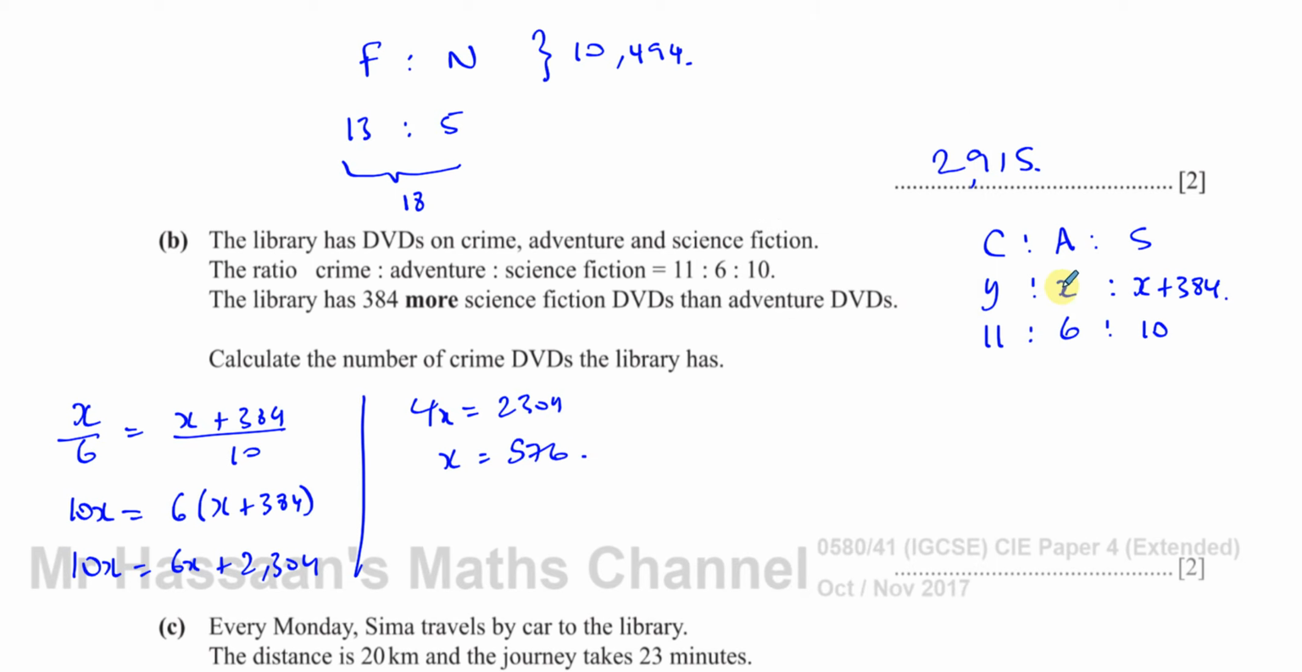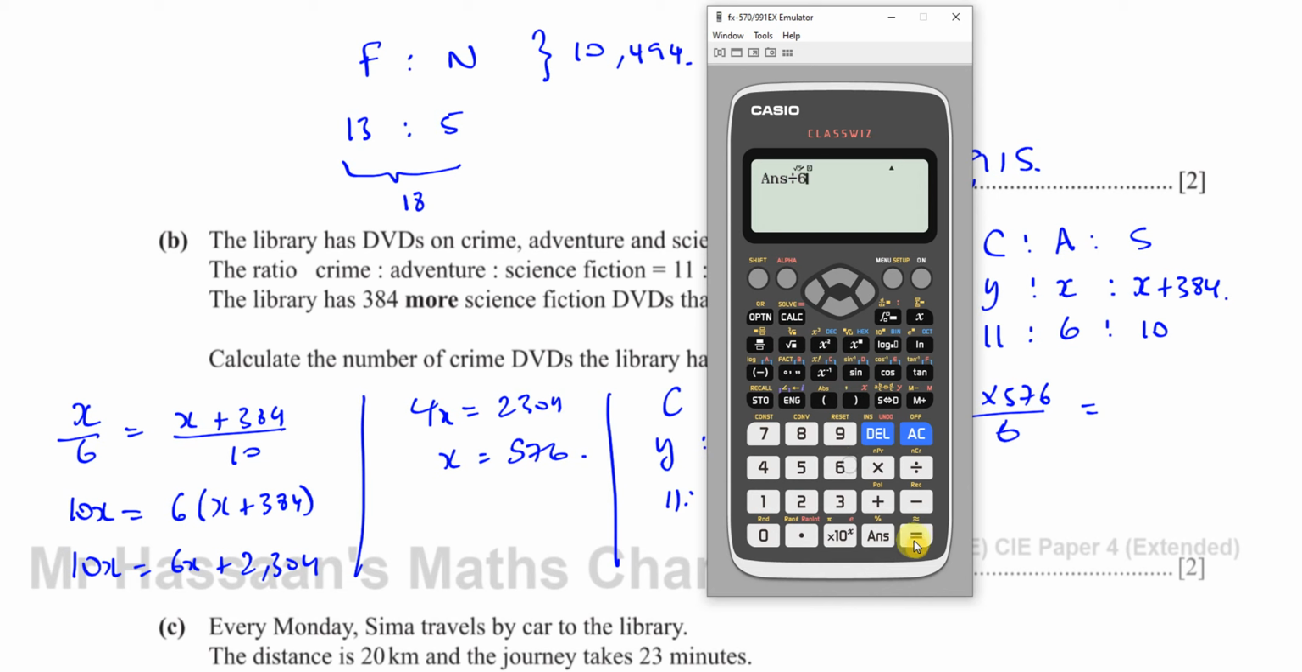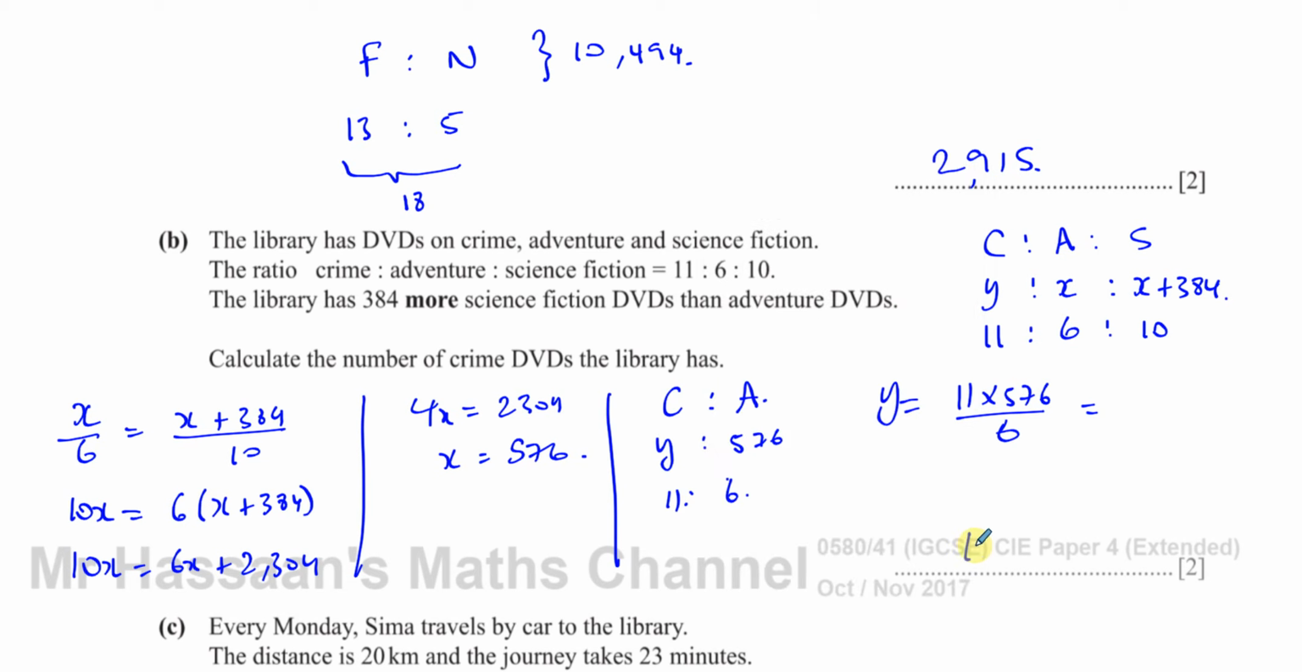Now I know that this is 576, so I can say that the crime to the adventure books is y to 576, and this is 11:6. So I can say that y is equal to 11 times 576 over 6. Cross multiplication here using this proportion. So we've got our answer. We can divide by 6 and multiply by 11, and that gives us 1,056. Okay, that's 2 marks. I guess I've used a bit of a long-winded method here.